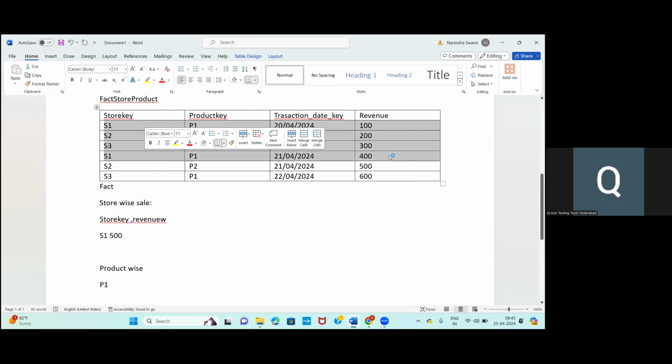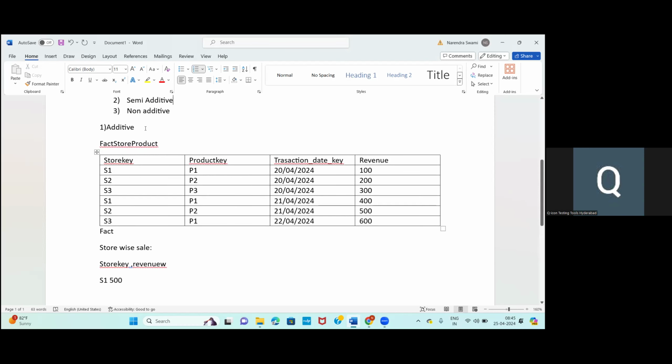Is any one column not useful? It is deriving something, right? It is deriving something by combining two columns, and we are summing the values of those columns. That is called additive fact. Additive fact is nothing but, to derive something, summing up all the values of the table or column.